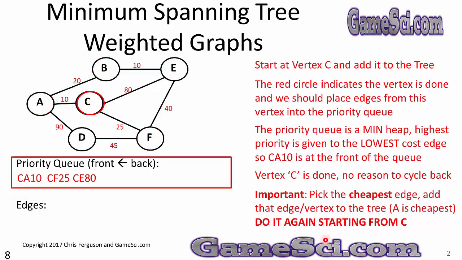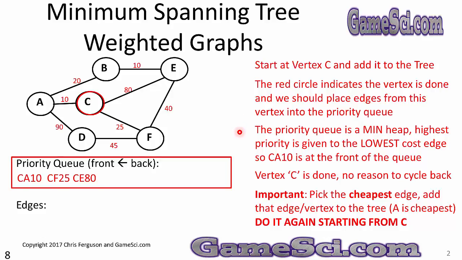Let's do it again, starting from C. Let's do the minimum spanning tree with weighted graphs algorithm all over again, but this time start at vertex C and add it to the tree. The red circle indicates the vertex is done, and we should place edges from this vertex into the priority queue.